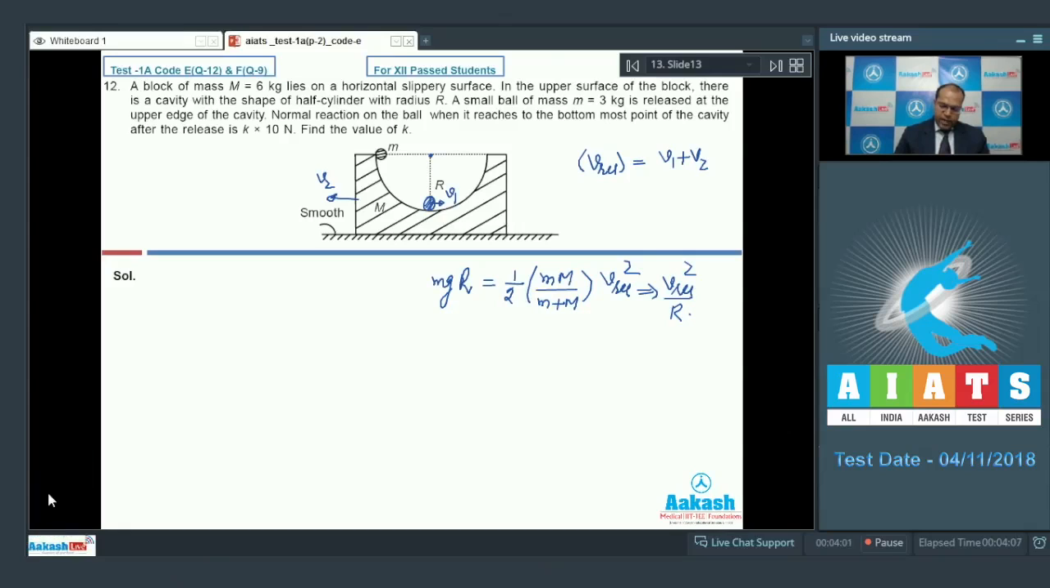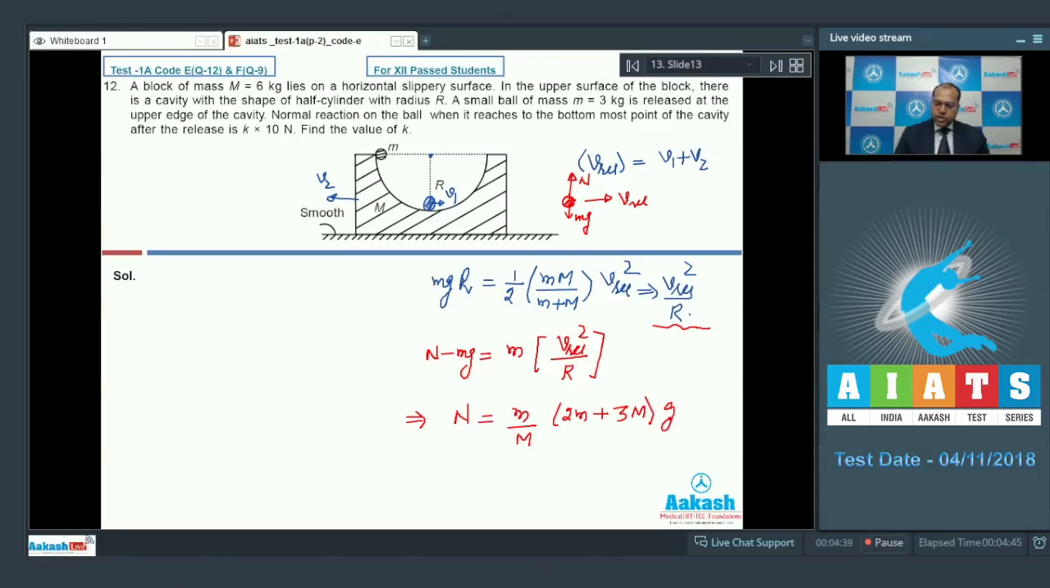If I write the free body diagram of the ball at this moment, mg is acting in this direction and the normal reaction is acting in this direction on the ball by the block of mass M, and it is moving in this direction with v relative. So N minus mg is equal to m into v relative square by r. If I substitute the value of v relative square by r, we get the value of N, which comes out to be m by M into 2m plus 3m into g.